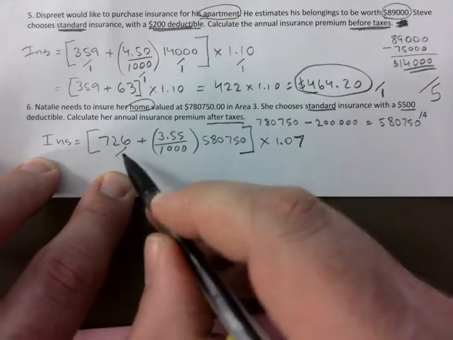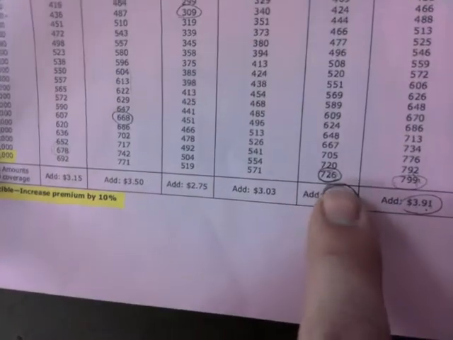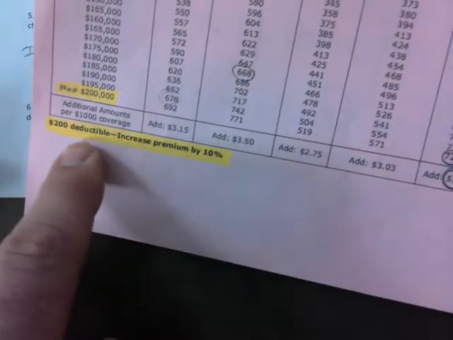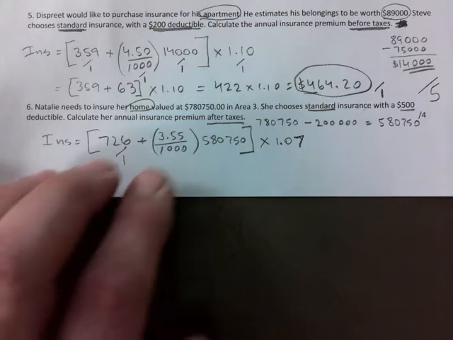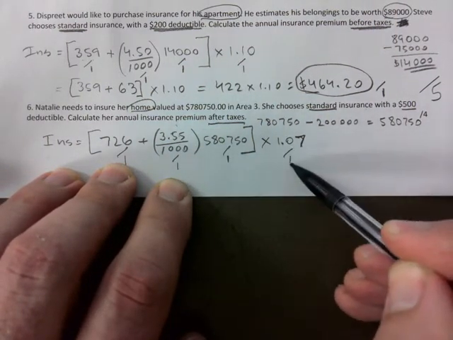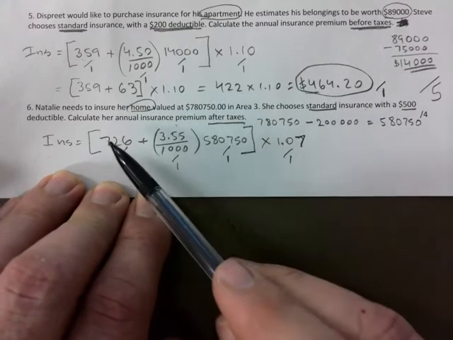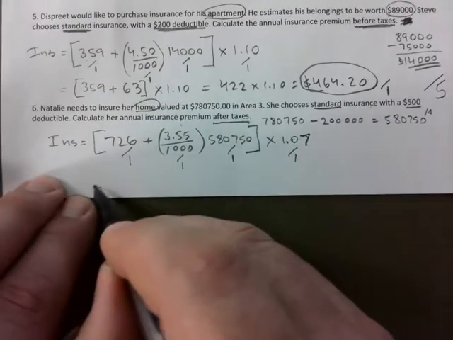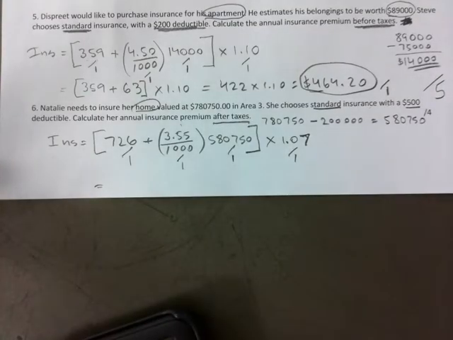1 mark for the 726. That is right from here, guys. 726. And then the 355 for every $1,000 you go over. That's another mark for that, and another mark for that. So 1, 2, 3, 4. Now I've got to clean it up. That's going to be quite a bit.